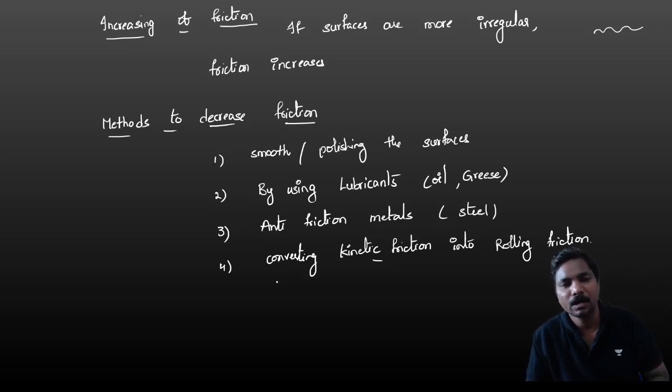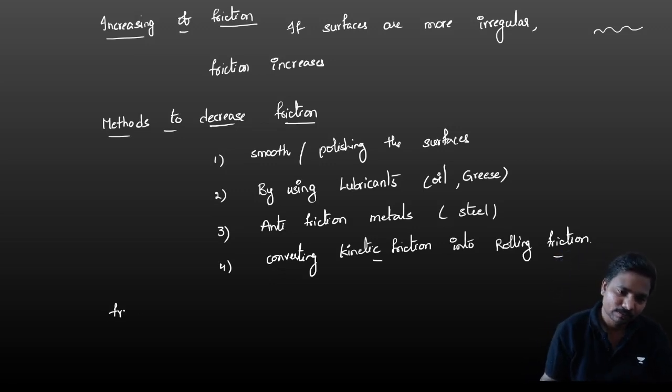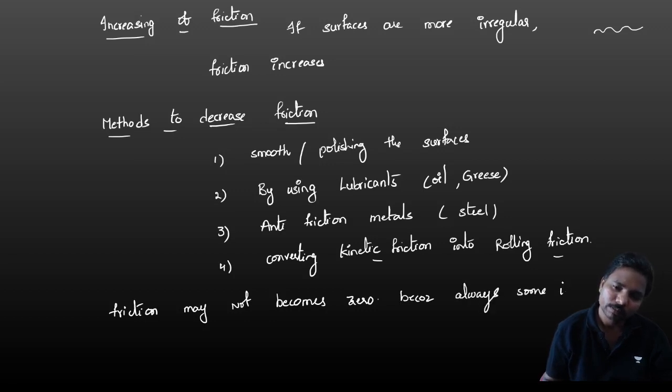So by using all these methods, we can decrease the friction, but we cannot eliminate the friction entirely. Always some friction is there. Okay, zero friction is not at all possible. Why? Because always some irregularity is there. So friction never becomes zero. If it is zero, then things are very bad. Friction may not become zero because always some irregularities are present.